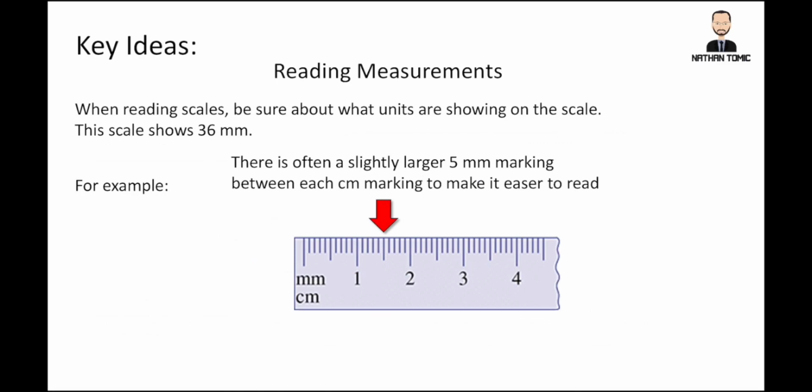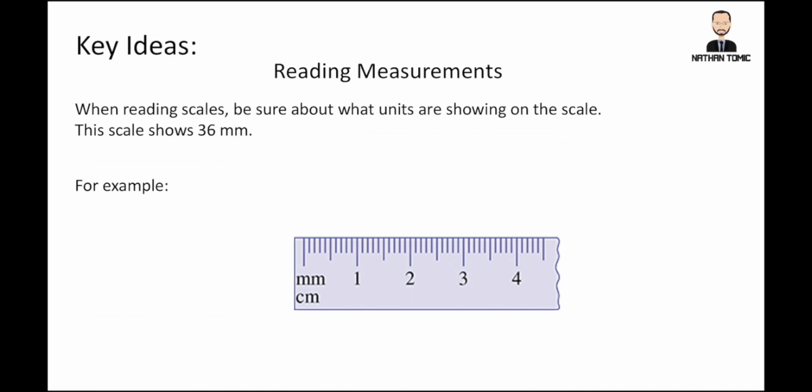So again, what I was saying before is we often have the largest mark on the ruler as being the largest distance measurement, so 1 centimeter going to 2 centimeters. The next largest mark on this ruler is the half centimeter or 5 millimeters, and then we go down to the smallest unit of measurement being the smallest marks, which is the individual millimeters.